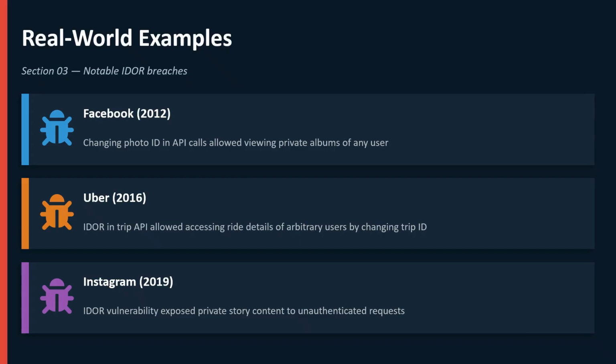And in 2019, Instagram had an IDOR vulnerability that exposed private story content to unauthenticated requests. Private content that users specifically restricted was being served without any ownership verification. These aren't small companies with weak security teams, these are major tech platforms, and that tells you how easy it is to overlook this class of vulnerability.